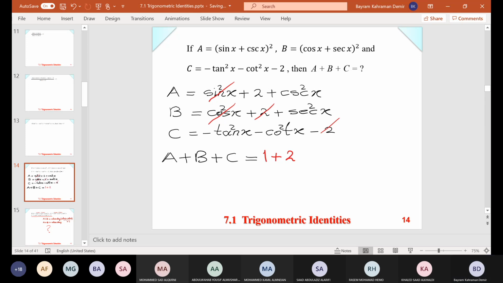Now look at here. Cosecant square minus cotangent square. Do you see that? It will be 1. We should remember those identities. Cosecant square minus cotangent square will be 1. So we have plus 1. Similarly, secant square minus tangent square is another 1. So total will be 5. So A plus B plus C is 5.